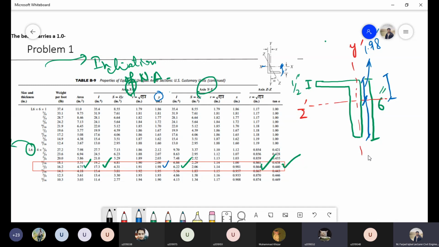Yes sir. So what will be this remaining distance? 4.02. 4.02. Okay. Actually, this z-axis is. Let me just plot this again.